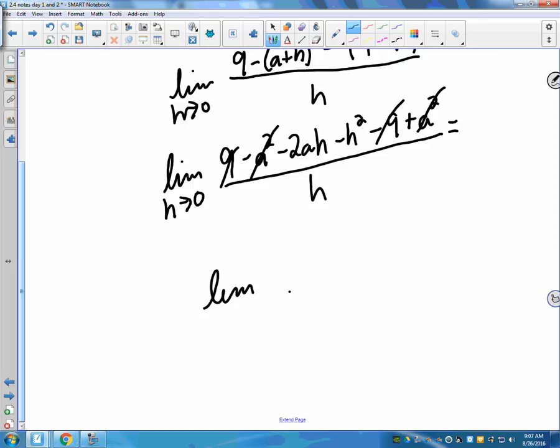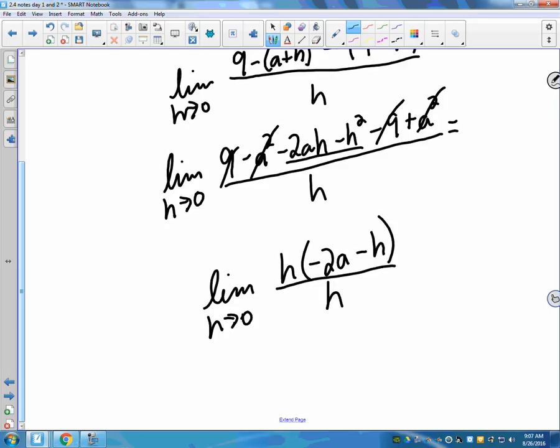So, again, I'm trying to get to the point that I can take the limit here, and what do I have left on top of this? So I'm going to factor out an h. You might say, well, why don't you factor out a negative h? You could. But I'm just trying to get the h's to cancel, so I'm going to leave that as negative 2a minus h all over h. Anyone have a question on where I got that from?